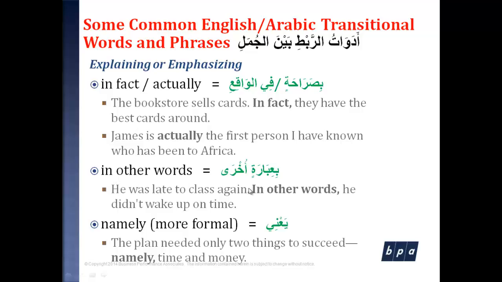In other words, بعبارة أخرى. Namely, this is more formal, of course. يعني. This is very common in Arabic. Although it's formal in English, people use it quite a bit in their daily conversation. يعني.